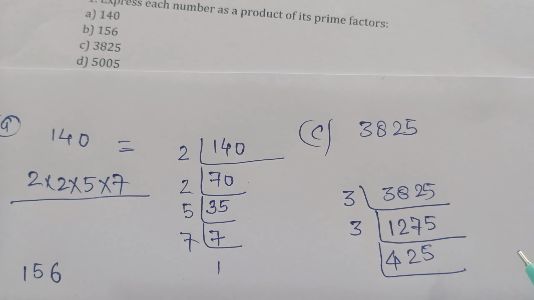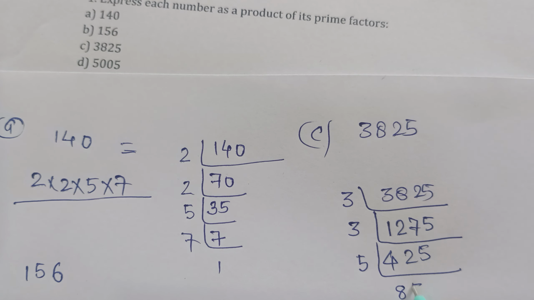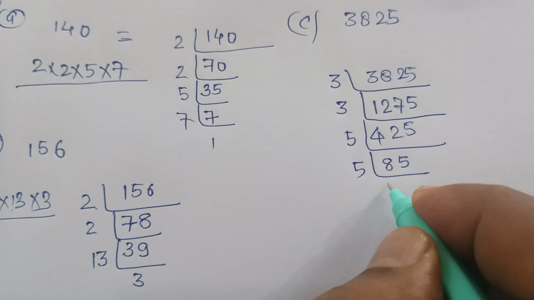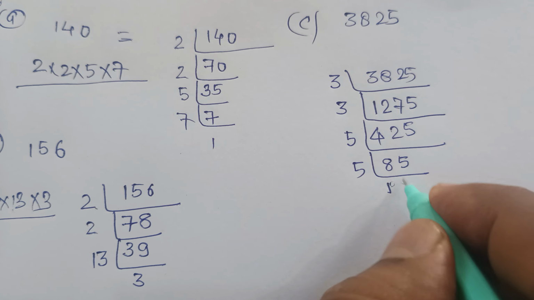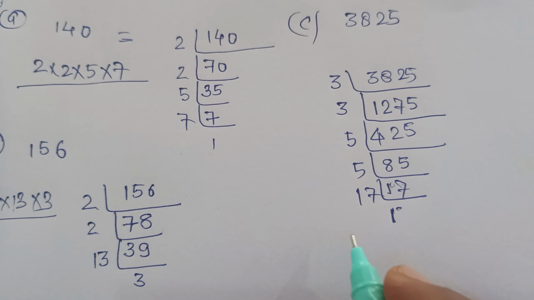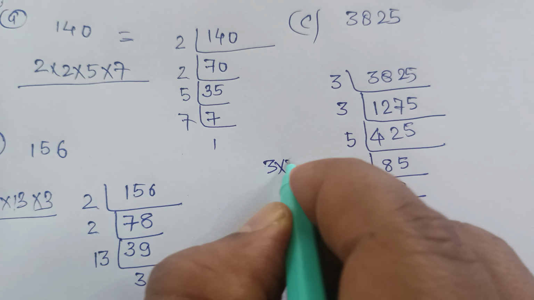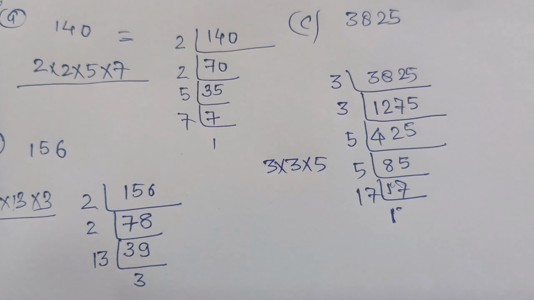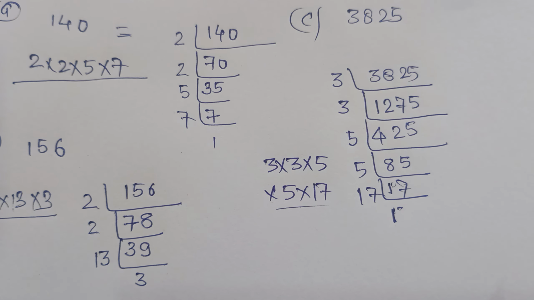Now we can start with 5. 5 eights are 40 and 5 fives are 25. Now again divide by 5: 5 sevens are 35, 5 ones are 5. So we get 17, which is 17 ones only. What should the answer be? The prime factorization we can write here is 3 into 3 into 5 into 5 into 17. So this is the prime factorization for this question.